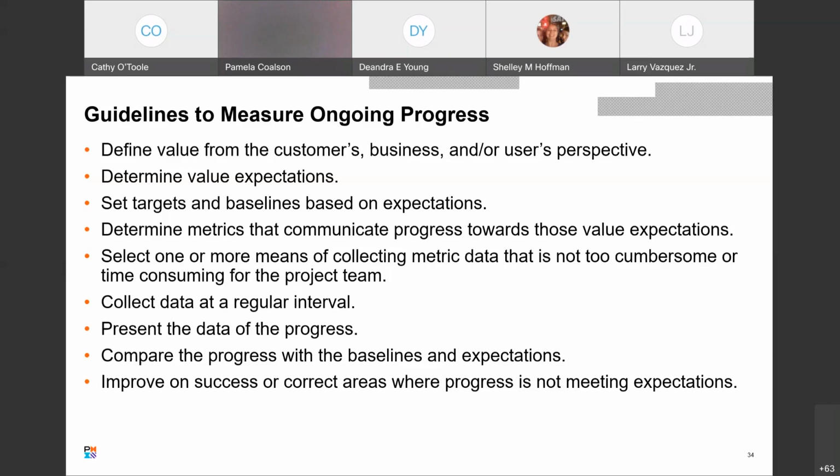Compare the progress with the baselines and expectations, and then you can improve upon the success or correct the areas where the progress is not meeting expectations.